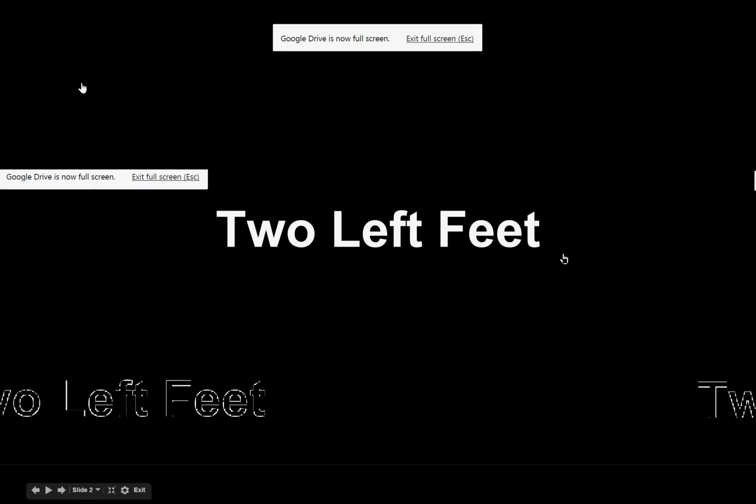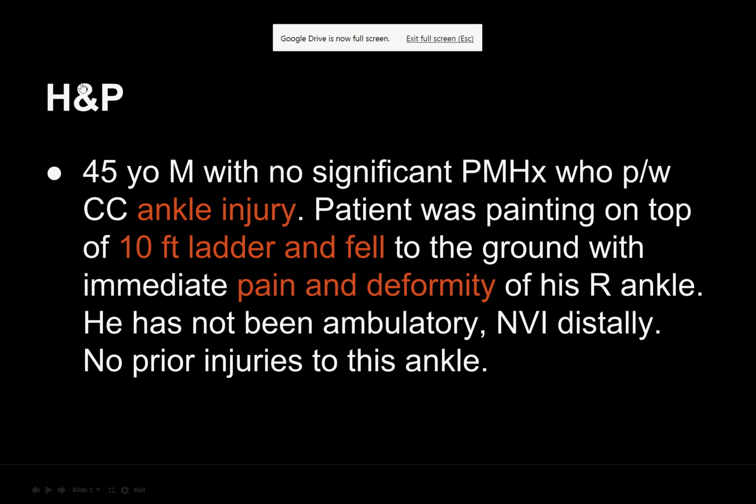This is the case of two left feet. A 45-year-old man without any significant past medical history is brought in by EMS complaining of an ankle injury. He was painting on top of a 10-foot ladder when he fell to the ground and had immediate pain and deformity of that right ankle. Has not been ambulatory since the accident. He is neurovascularly intact distally and has had no prior injuries or surgeries to this ankle.